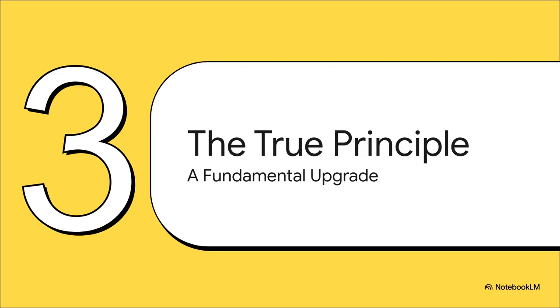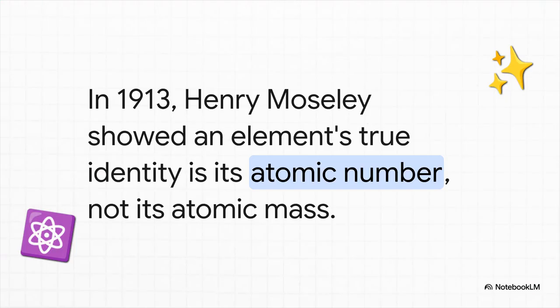But, like in any great story, there was a twist. As brilliant as Mendeleev's table was, its foundation, atomic weight, had a few, well, let's call them glitches. It took a totally new discovery to provide the final, fundamental upgrade and reveal the true principle that was really at work. In 1913, a physicist named Henry Moseley was working with X-rays, and he found that the true, unique fingerprint of an element wasn't its weight at all.